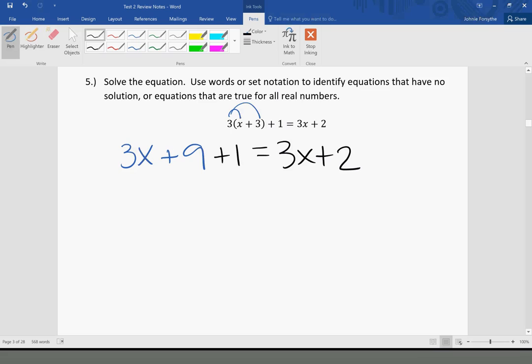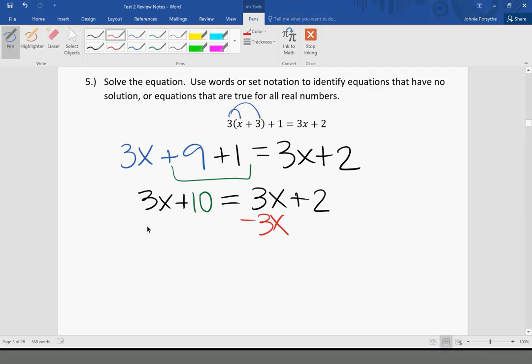And now I'm still trying to simplify the left side of the equal sign. So I have like terms here, 9 plus 1. So 9 plus 1 is 10. So I'm going to bring down everything else. So I have 3x plus 10 equals 3x plus 2. And now I'm going to move all of my variables to one side of the equal sign and my constants, numbers with no variables, to the other side of the equal sign. So let's say I want to move my x terms to the left. So I'm going to subtract this 3x on the other side. Let's see what happens.